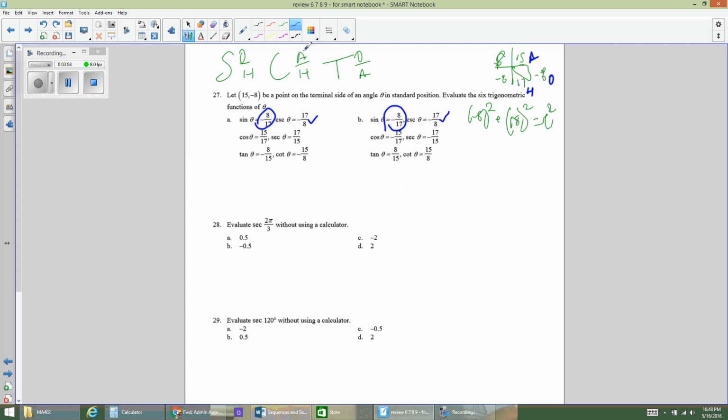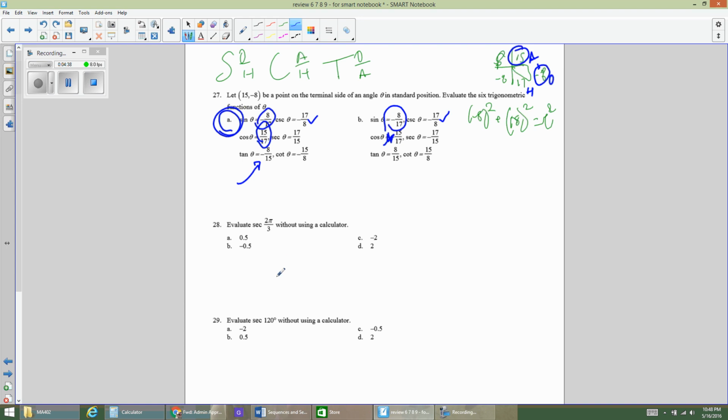Okay, cosine is adjacent over hypotenuse. So we have 15 over, sorry, I meant to say 17. 15 over 17 here. Okay, look. This 15 over 17 is negative. It is not negative. So we have answer choice A. Now, just to check, should our tangent be negative? Yes, yes it should, because it's going to have a negative 8 with it. Great.